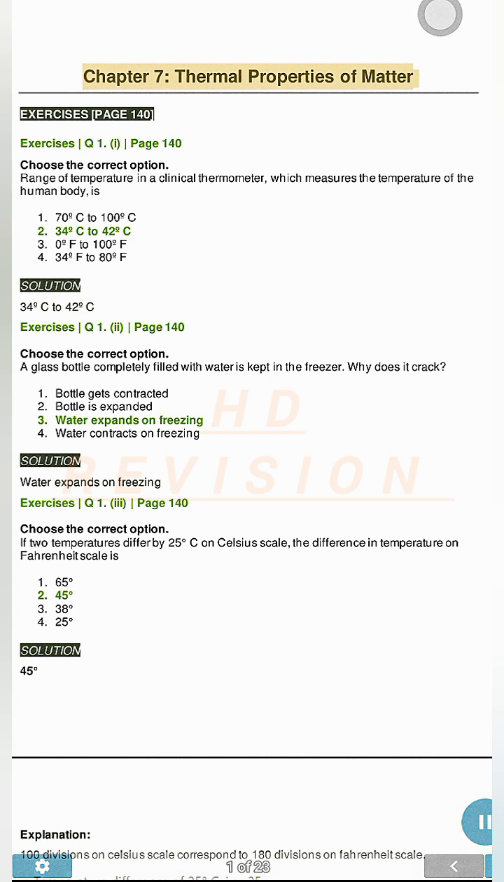Chapter 7. Thermal Properties of Matter. Exercises, page 140. Exercises Q1. Page 140. Choose the correct option.